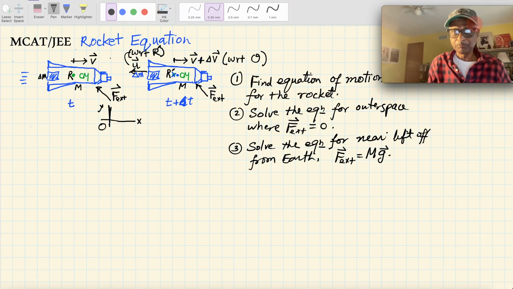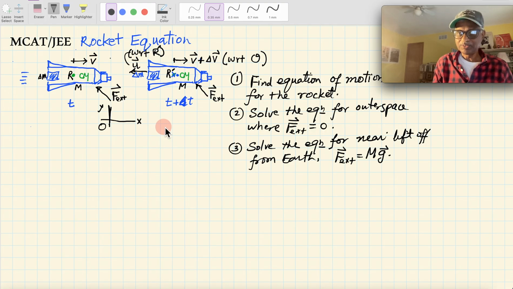Welcome to another problem session. So this is actually a standard problem in rocket motion, and I'm going to cover all of it.